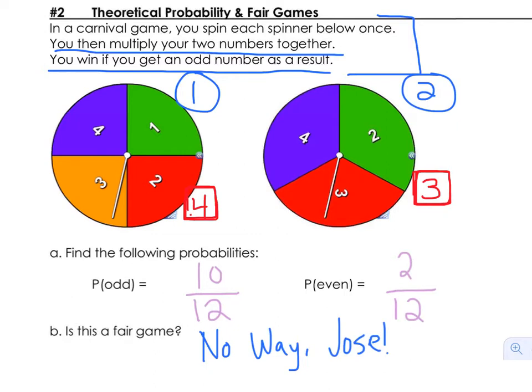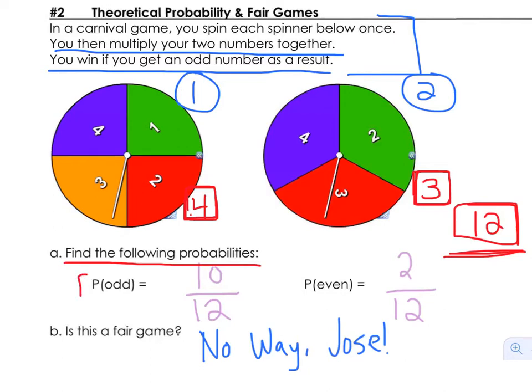Again, that's important to repeat. There are 12 different combinations of numbers that you can get by spinning these 2 spinners. Now, taking a look at the questions, I need to find the following probabilities. What is the probability of, when I spin 2 spinners and multiply them together, getting an odd number? You're going to notice my denominator is 12 for the 12 outcomes that we talked about just a few seconds ago. What we need to figure out is, out of those 12 outcomes, how many of them are odd?